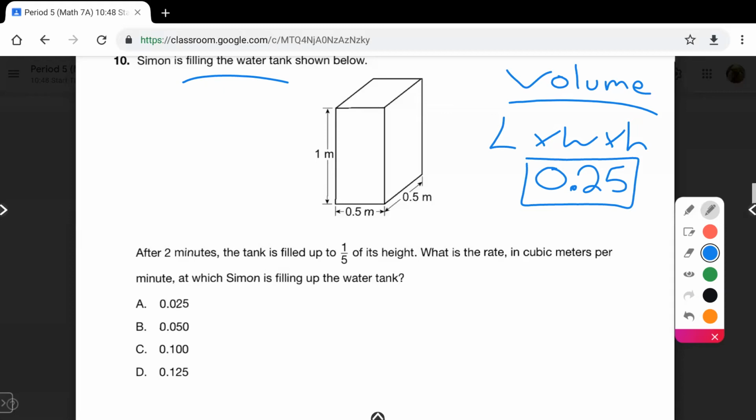According to this, because this person, Simon, is filling the tank, it says after 2 minutes, the tank is filled up to 1/5 of the height. So that's kind of like after 2 minutes, we're looking at this. This is what we see filled up inside this tank. The question is asking, what is the rate in cubic meters per minute at which Simon is filling up the tank? So we don't want to know 2 minutes. We want to know what happens in 1 minute.